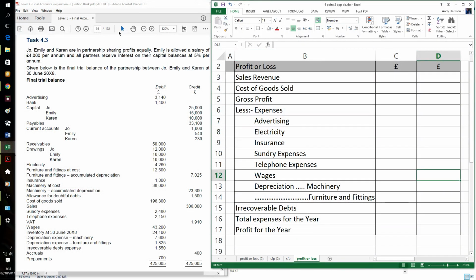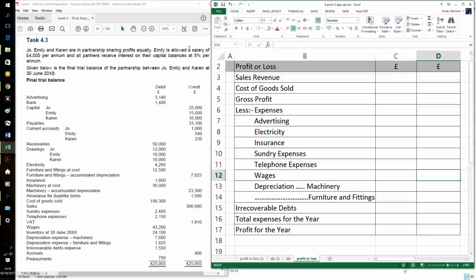I've borrowed a question from BPP, perfectly good ones in the other publishers. We're going to go from a final trial balance through a profit or loss account, appropriation, adjust the current account and finish off the statement of financial position. Relatively straightforward question, there's no changes in the partnership that would affect the appropriation and current accounts.